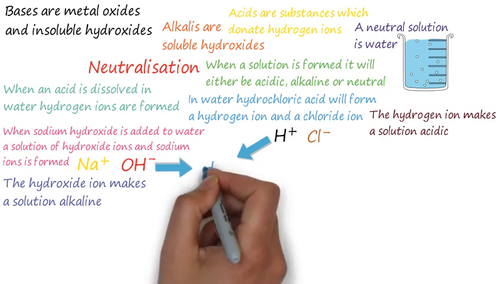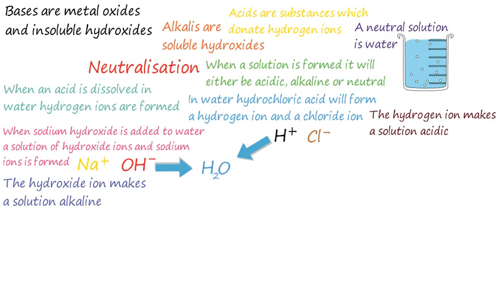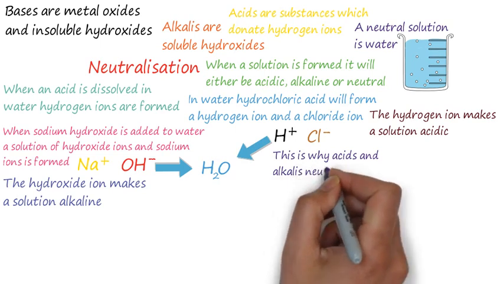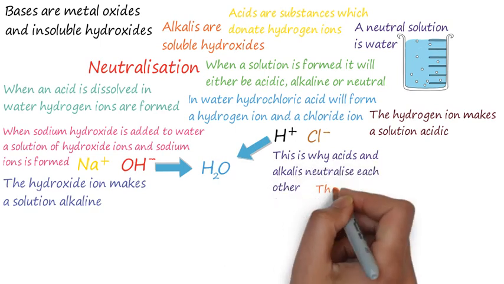When an acid is added to an alkali, the H+ ions react with OH- ions to form water. This is why we say they are neutralised.